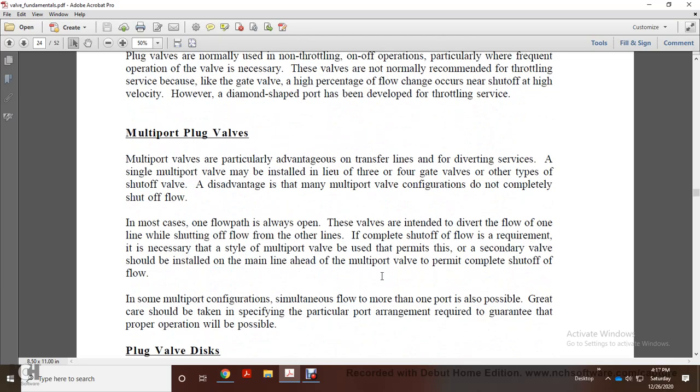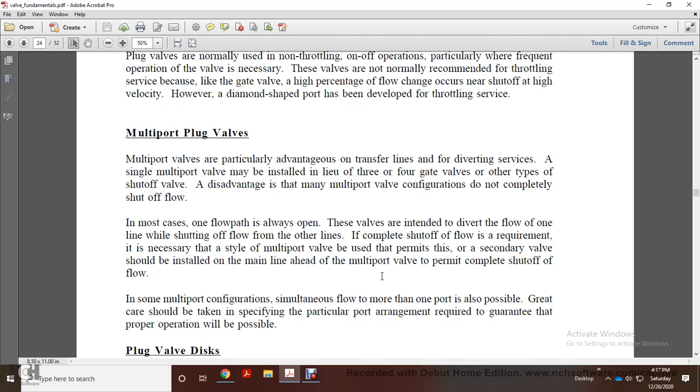Multi-port plug valves have the particular advantage of transfer and diverting service, where a simple multi-port valve is installed in lieu of 3 or 4 gate valves or other types of shutoff valve. The disadvantage of the multi-port configuration is that it does not give complete shutoff. In most cases, one flow path is open and the valves are intended to divert the flow to one line while shutting off the flow to the other lines.